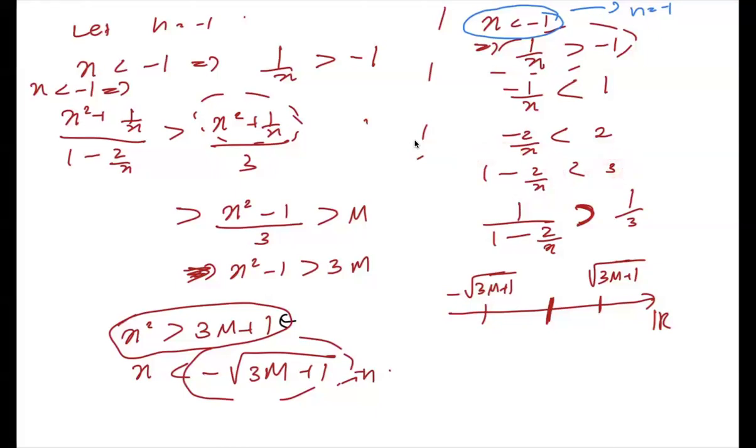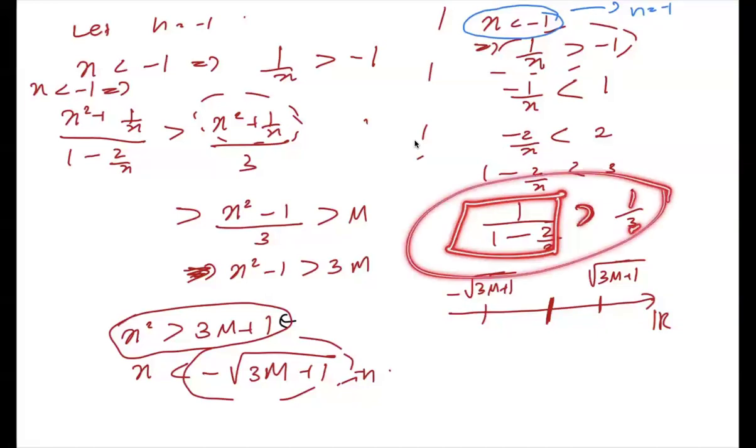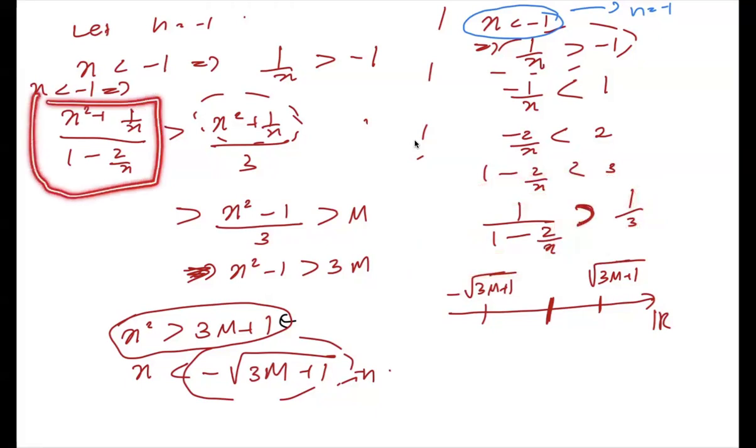And then again, you switch the denominator and the numerator, you would get 1 over 1 minus 2 over x is greater than 1 over 3. So it means this whole part is greater than 1 over 3. And using this result, I can straight away tell this guy is greater than this guy. Is it clear? Is it clear up to now, right?